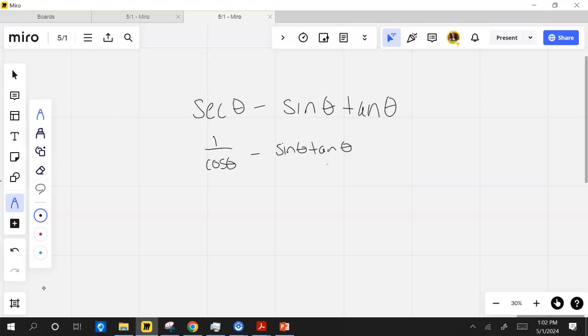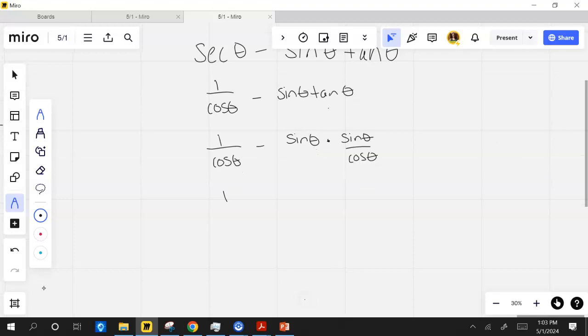Turn tan into what? Sine over cosine. Okay. So if I've got 1 over cosine minus sine theta, and I'm changing tangent to sine over cosine, what does that give me? This becomes what? Sine squared over cosine. And what do you suddenly notice? They have a common denominator. I don't know if it's going to help me or not, but maybe I'll combine them and see.